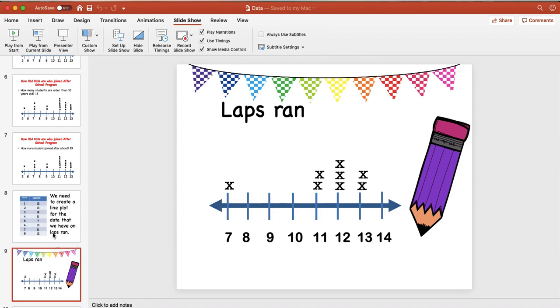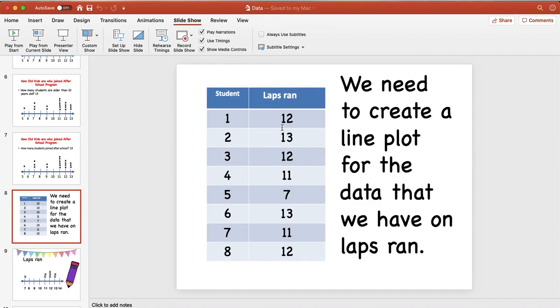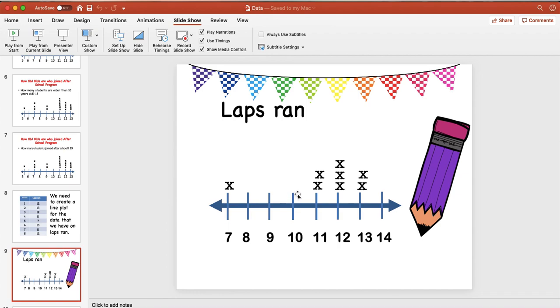Now for 11, I'm going to count to see how many students ran 11 laps. I'm going to look at my table and look for laps ran. I see there's 1 and 2. So 2 students ran 11 laps. So I just represent that by 2 X's, 1, 2.